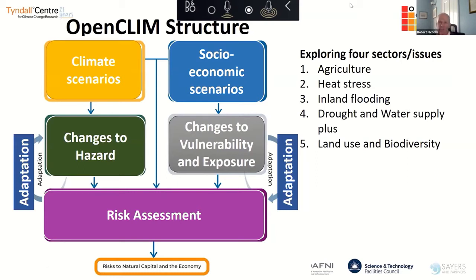Well, we're essentially exploring 4 sectors or issues. We're looking at the future of agriculture. We're looking at heat stress. We're looking at inland flooding, and we're looking at drought and water supply. And then just to note, we're also considering this land use and biodiversity component expressed really through the changes to vulnerability and exposure. And all these are being simulated at high spatial resolution.